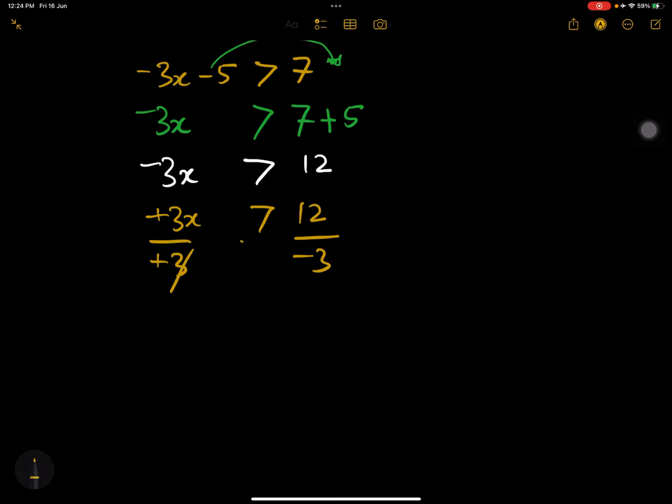And when we do that, the sign will change. Why does the sign change? Sign should change. Why?